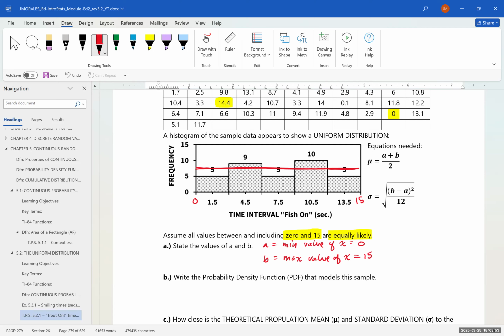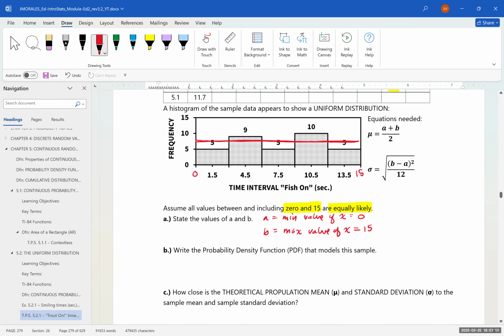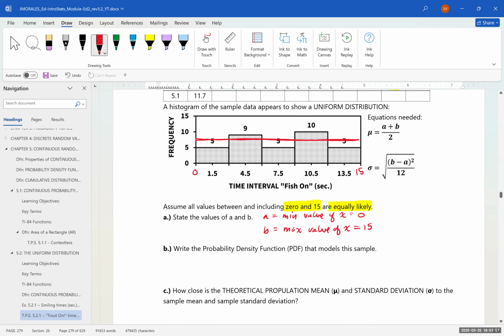Okay, write the probability density function that models this sample. So the probability density function is f(x) equals 1 over b minus a. And 1 over b minus a is going to be 1 over 15 minus 0, which will be 1 over 15.